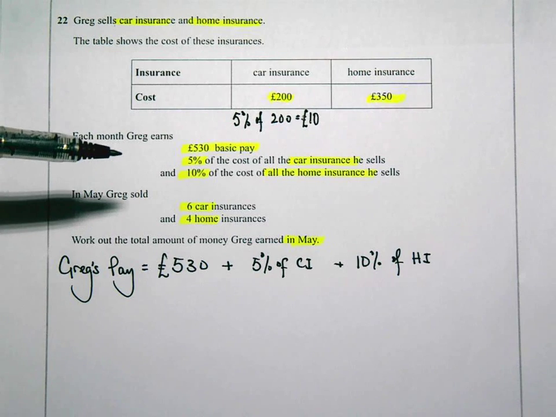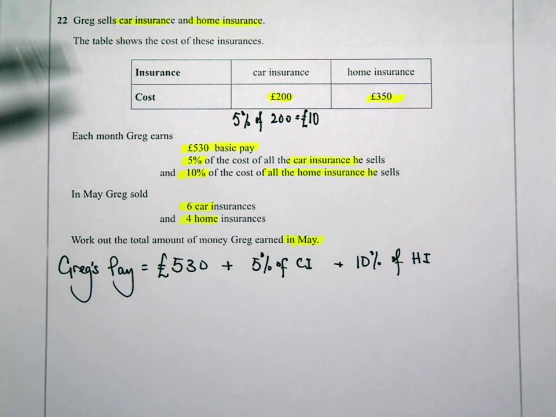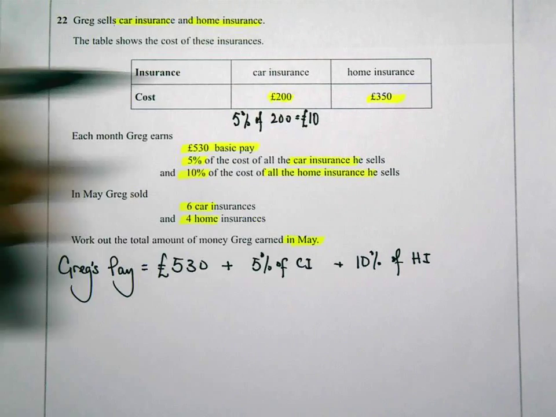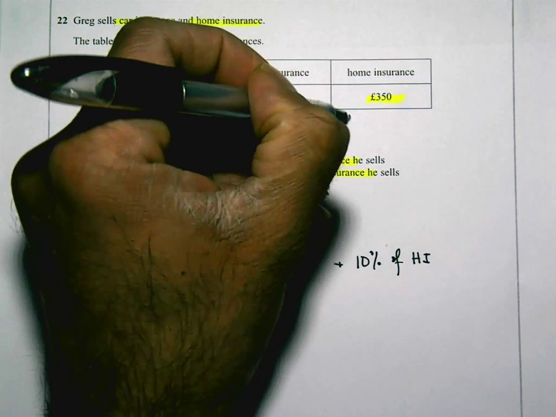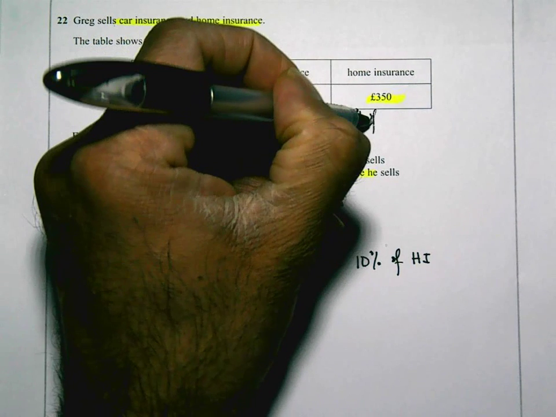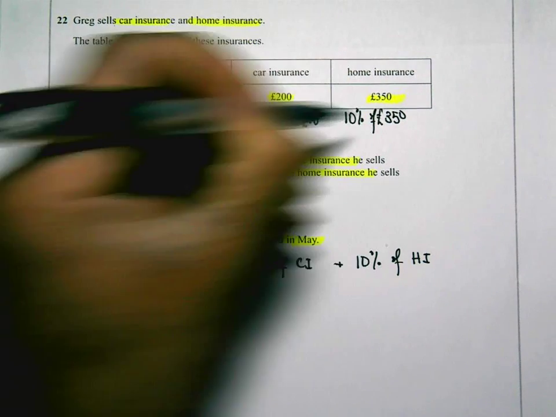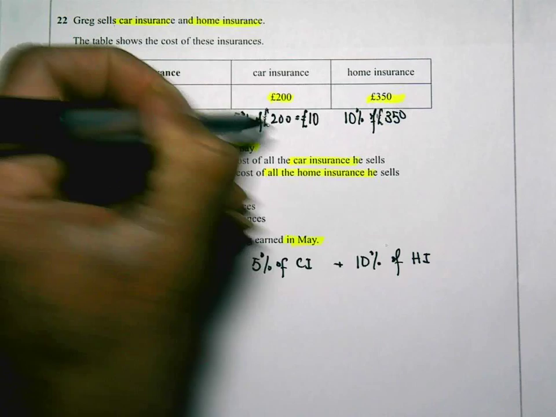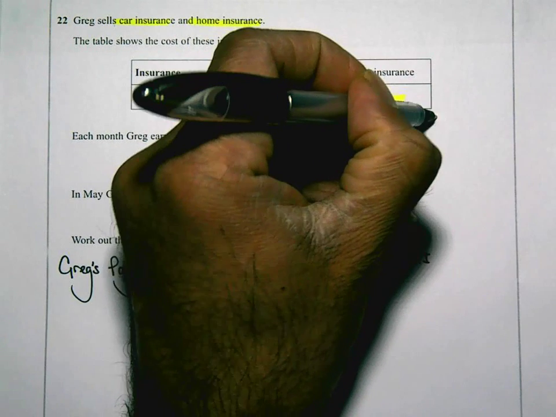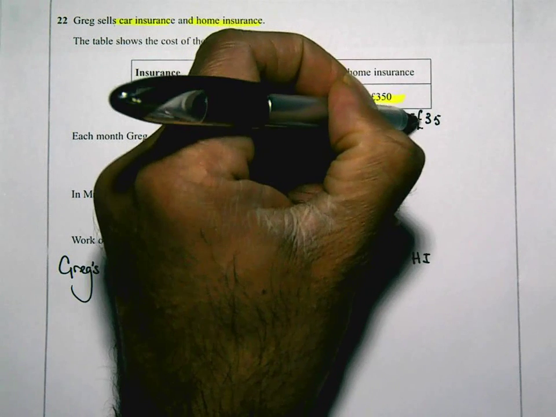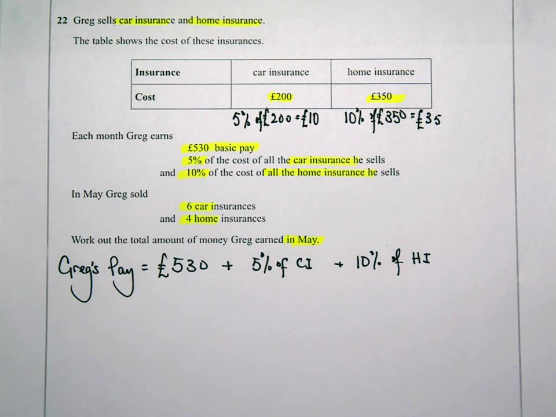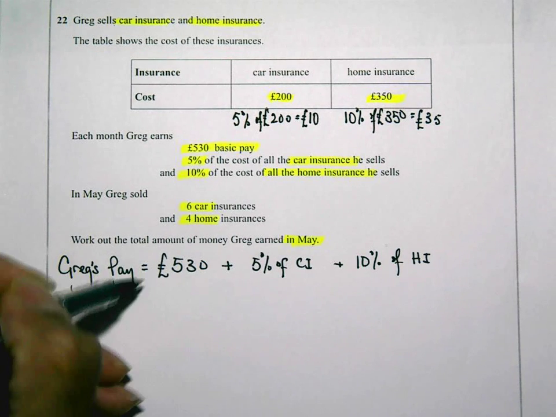What about home insurance? He's going to get 10% of £350. That's a bit easier. That's £35. Okay, so what I've got here is enough to actually help me work this out.